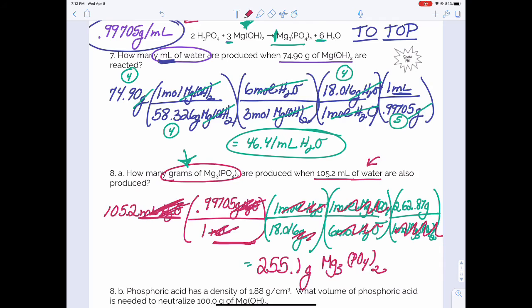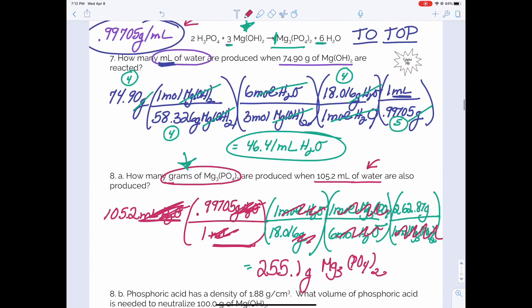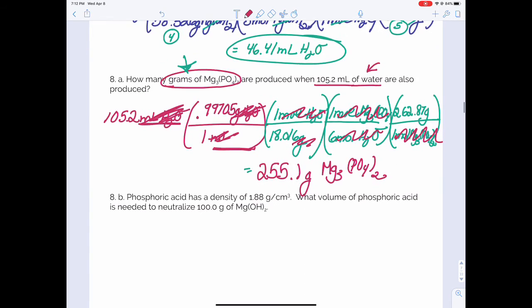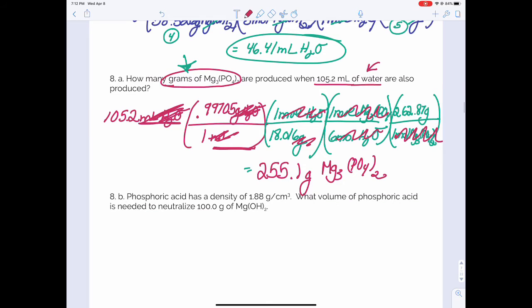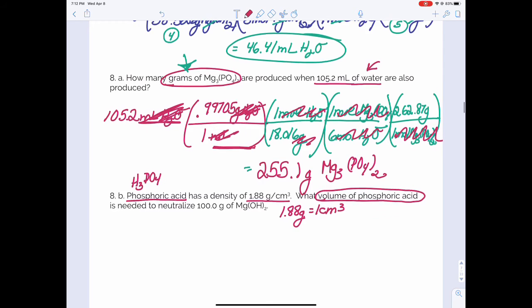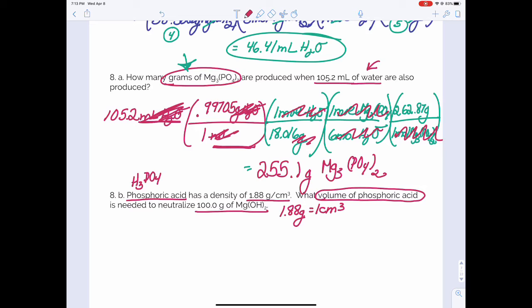Okay. And the next one, we're not using the density of water in 8B. What we're using is the density of phosphoric acid. Phosphoric acid is H3PO4. Phosphoric acid has a density of 1.88 grams per centimeter cubed. That means 1.88 grams is equal to 1 centimeter cubed. The question asks for what volume of phosphoric acid is needed to neutralize 100 grams of magnesium hydroxide.